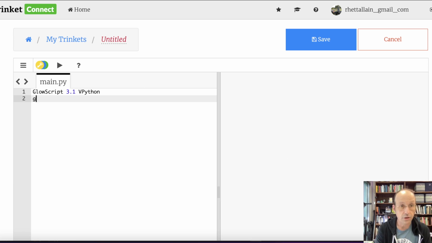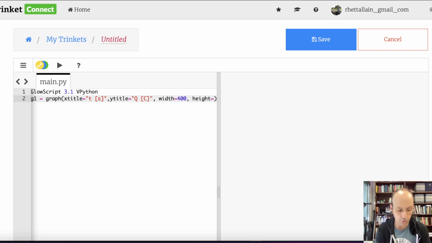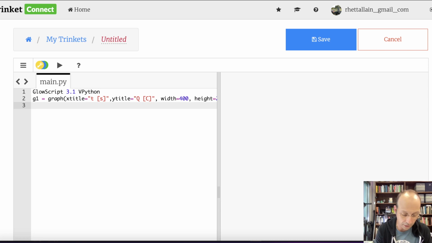Okay, so let's say g1 equals graph, xtitle equals "time in seconds", ytitle equals "Q in coulombs". And I'm going to do this: width equals 400, height equals 200. Now the thing I'm going to plot, I'll call it f1, is gcurve, color equals color.blue, just for fun.